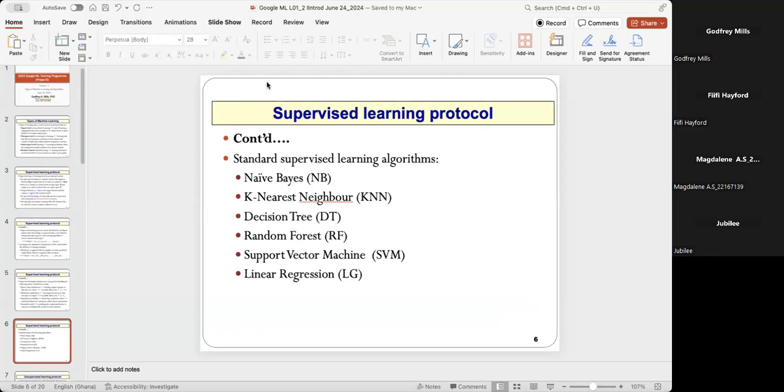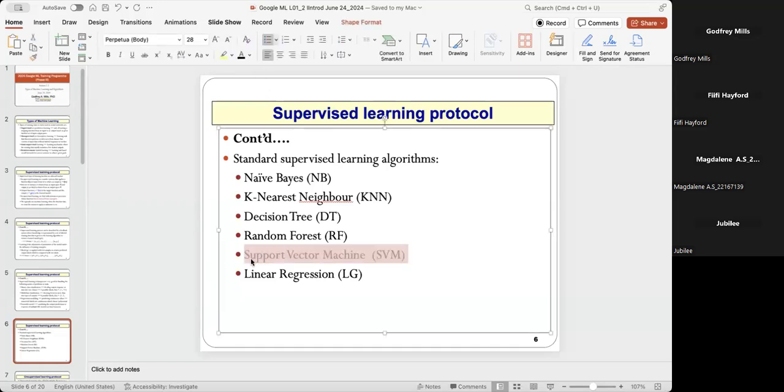So what are some of these standard supervised learning algorithms that we can use to develop models for application? One of them is what we call the naive Bayes algorithm. The second one is the k-nearest neighbor algorithm. The third one is the decision tree. The fourth one is random forest.